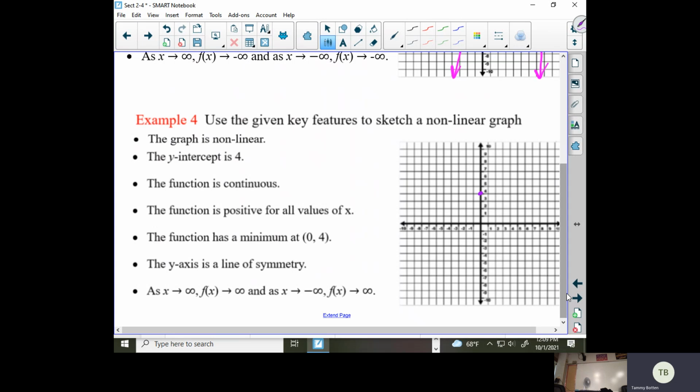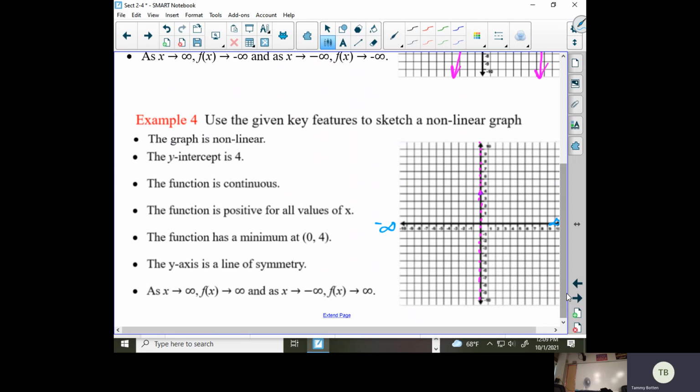The y-axis is a line of symmetry. So there's a line of symmetry over this. And as your x approaches infinity, your graph approaches infinity. And as your x approaches negative infinity, your graph approaches positive infinity. Okay, they both go up.